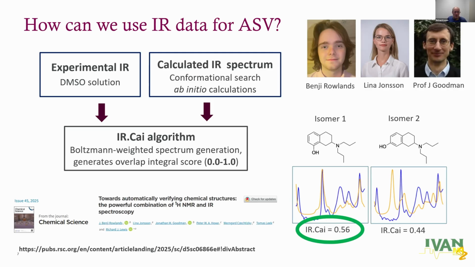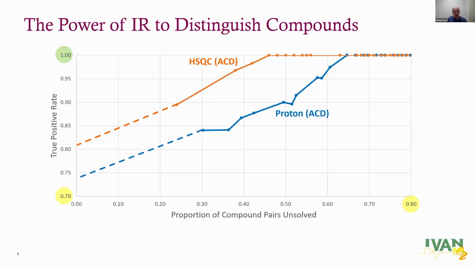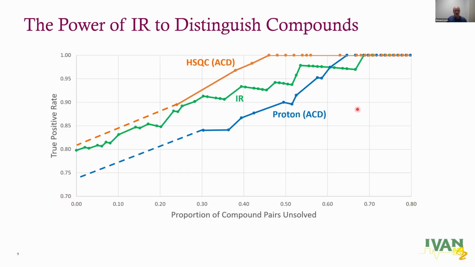So we applied it to the same compounds that I showed you before, and plotted it on the same scales I did before. So this is the same curve that I showed you earlier with the proton and the HSQC. So how well does infrared do on that? It actually does surprisingly well. If you're not familiar with infrared, it's actually pretty good at distinguishing between isomers. So it does better than proton NMR, but not as good as HSQC.